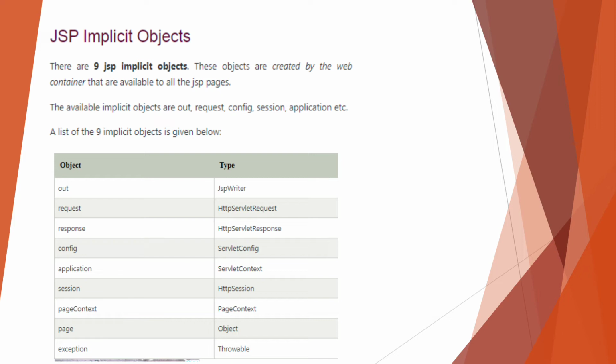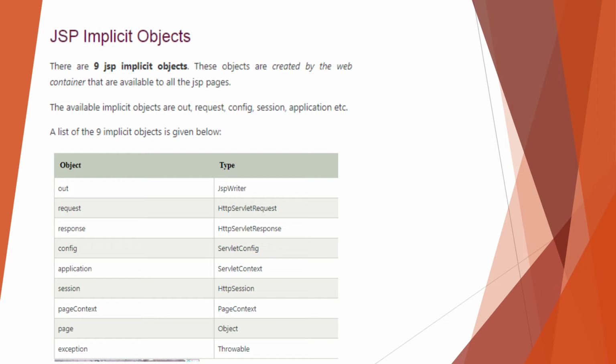To simplify code in JSP expressions and scriptlets, you are supplied with 9 automatically defined variables, sometimes called implicit objects. The available variables are request, response, out, session, application, config, pageContext, page, and exception. So this is the list of the implicit objects. They are created by the web container, and I hope you understand what a web container is. Ultimately, all things will be done by the web browser.